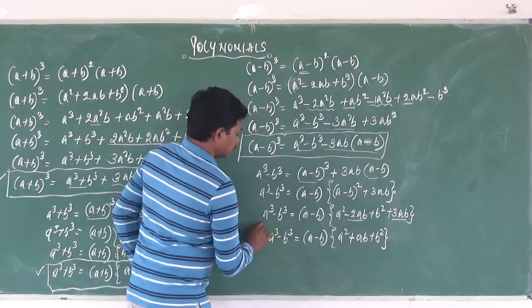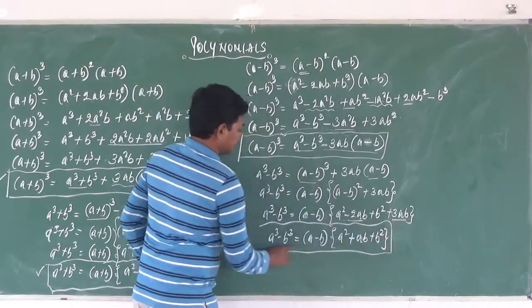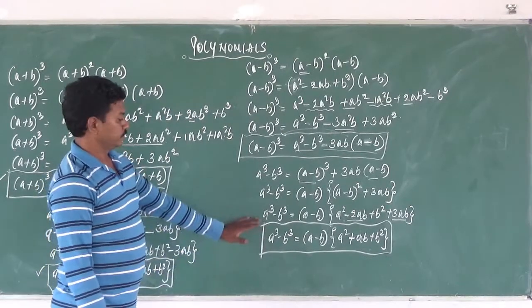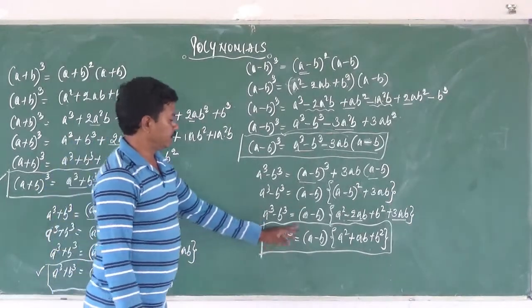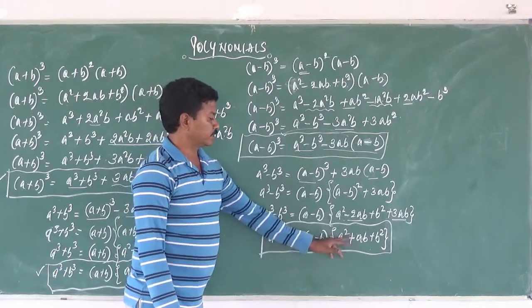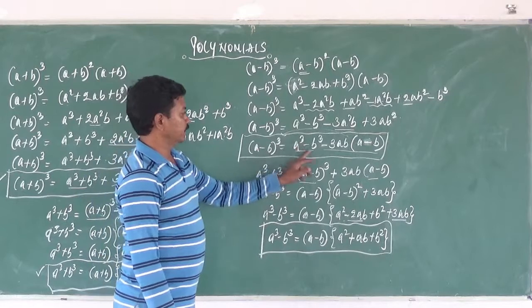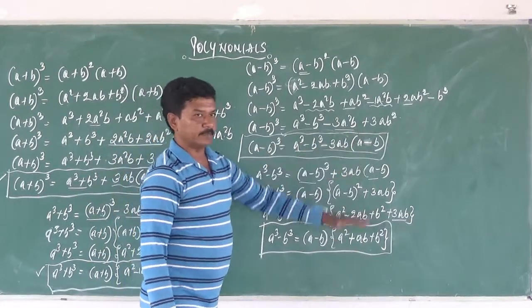So this is the formula for a cube minus b cube. So this is very important. You have to recall this. So what is a cube minus b cube? It is a minus b into a square plus ab plus b square. And what is a minus b whole cube? That is a cube minus b cube minus 3ab into a minus b.